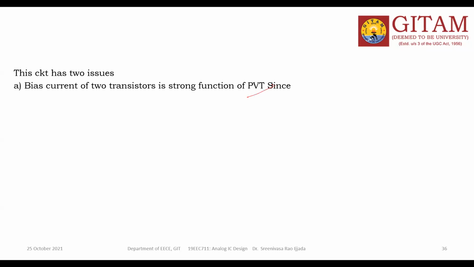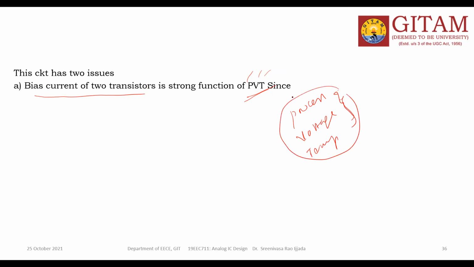What is PVT? Process, voltage, and temperature variations. P means process, then voltage, and temperature. So these are the three things. Your bias currents of the two transistors depend strongly on these values, process, voltage and temperature, which is called PVT.